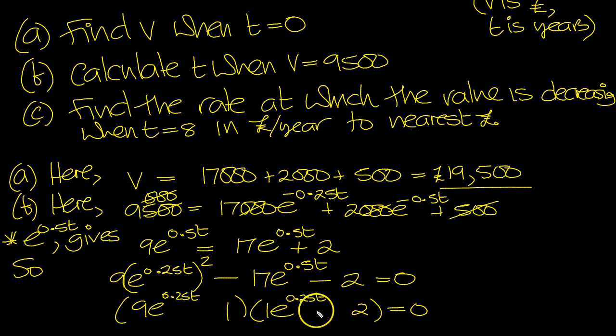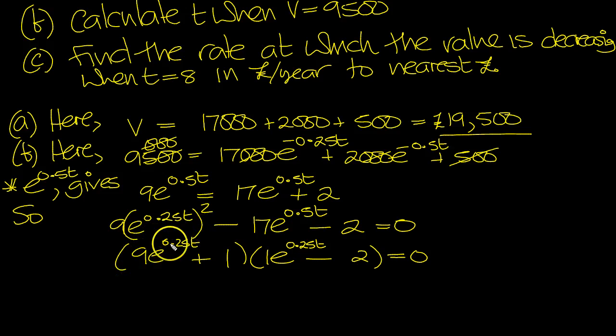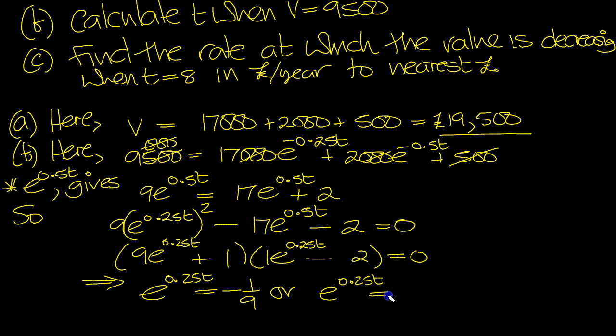That's a minus, this is a minus, so presumably this would be a minus, this would be a plus. Let's just check that then. 9 e to the 0.25t squared minus 18 plus 1, lots of this, is minus 17. Plus times a minus is a minus, 2 ones are 2. So that's great. So this tells us that e to the 0.25t equals minus 1/9, or e to the 0.25t equals 2, sorry. 2 in here.